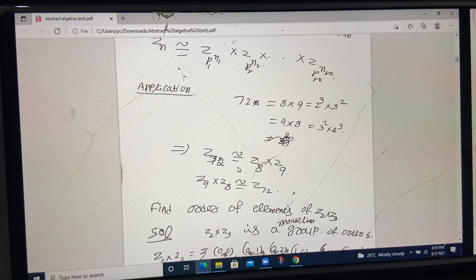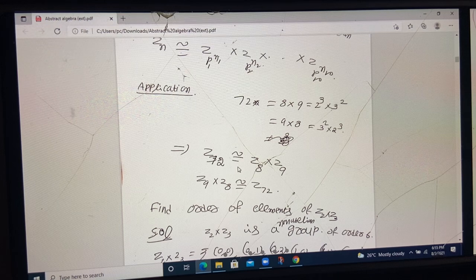Direct product is non-commutative in general. In particular, for some elements it may be equal, but not in general. In general, direct product is non-commutative: Zm cross Zn is not equal to Zn cross Zm.